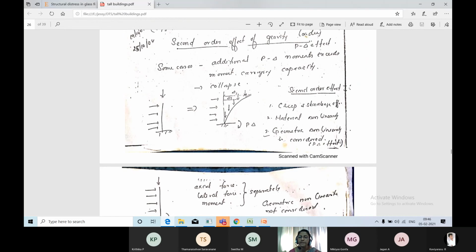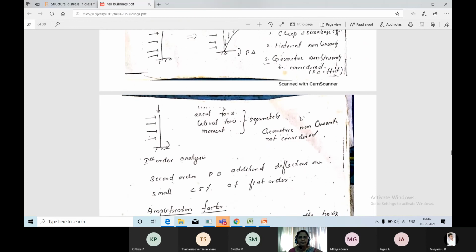Then the geometric non-linearity, the geometry, the cross section will also change. Along with the material, the cross section will also have some deviations, so it may go to nonlinear behavior. All these things are second order effects that have to be considered.